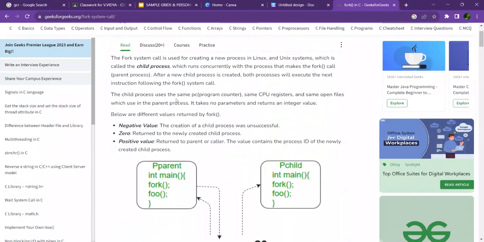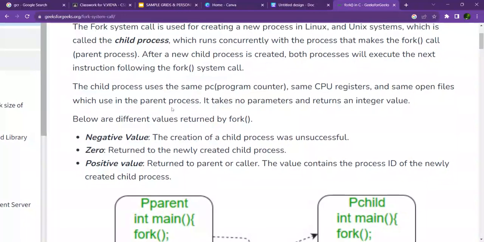Now we can clearly see what values are returned by fork. Fork returns a negative value. I have already told you, to establish the communication between the parent and child in the very initial step, a negative value will be returned, which means that the creation of the child process was unsuccessful. If the parent receives a negative value, the parent can confirm that on execution of the fork function call, the child is not created, only the parent exists.